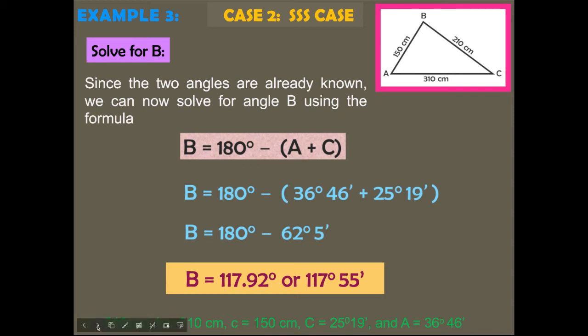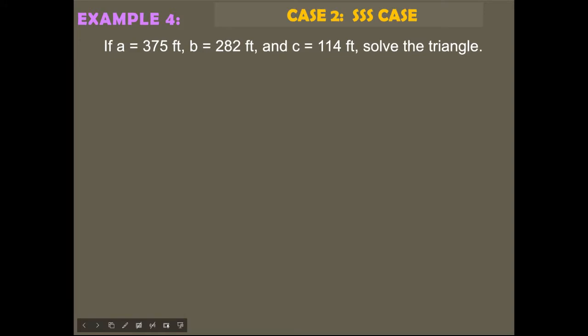Now let's have another example under this SSS case. If side A equals 375 feet, B equals 282 feet, and C equals 114 feet, solve the triangle. So again, here we are given three sides of the triangle, and therefore we can apply the law of cosines. Solve the triangle here means that we need to find all the measures of the three angles of the triangle.